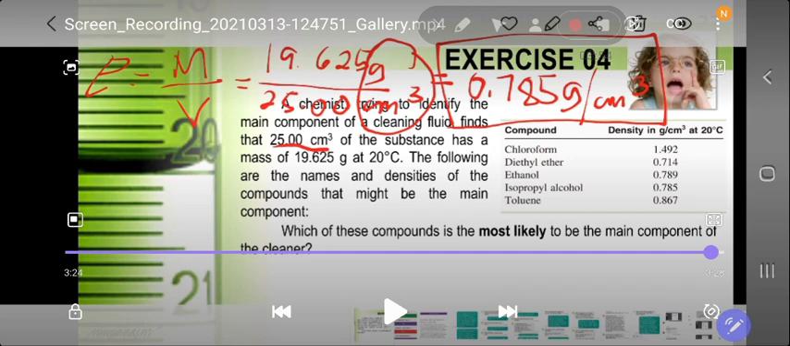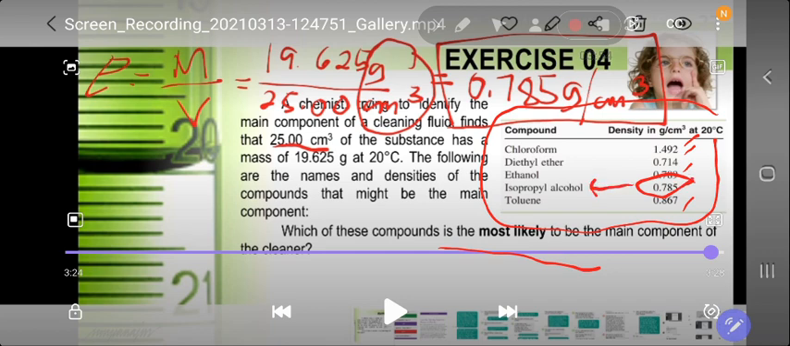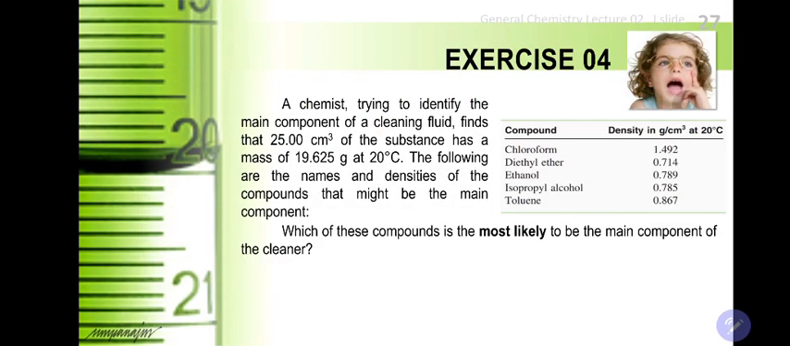So, para malaman natin kung ano yung compound na hinahanap natin, titingnan natin dito sa table of densities. So, asan ba dyan yung merong 0.785 grams? So, let's check. So, this is it. Ibig sabihin, yung compound natin, ang answer is isopropyl alcohol. So, yun yung calculation or computation paano natin nalaman kung anong component nung cleaner na pina-find out nung chemist. Okay? So, our answer for this exercise is isopropyl alcohol.